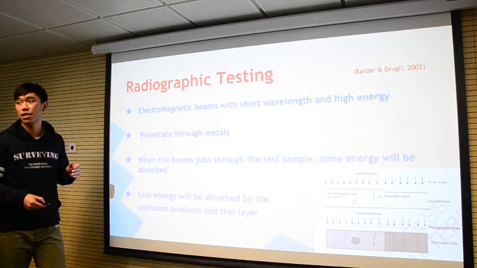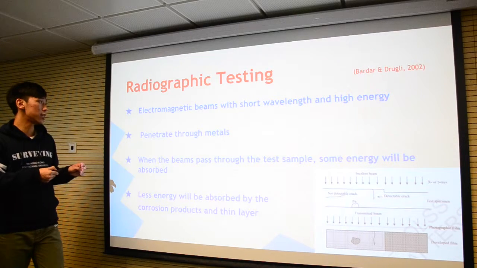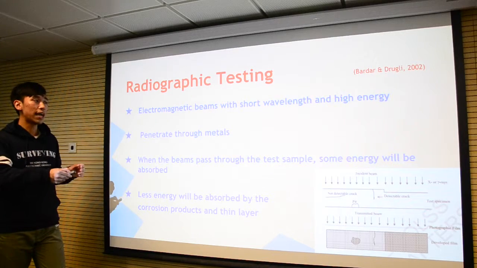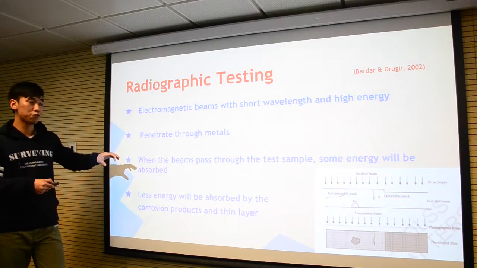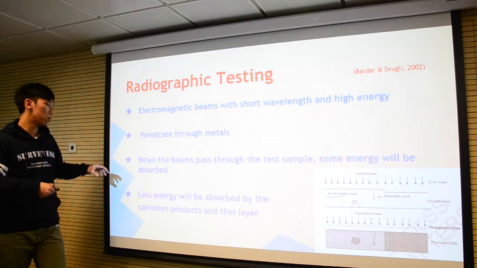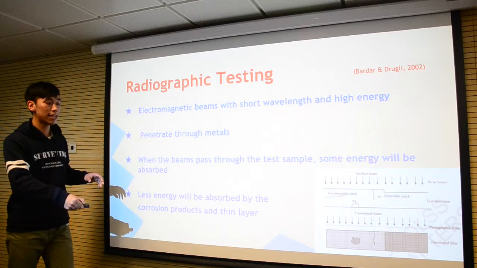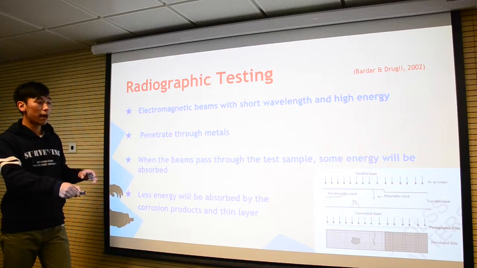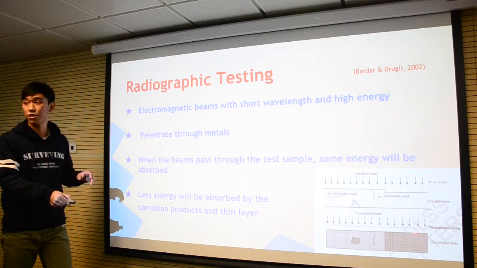And the second method is radiographic testing. It is the usage of electromagnetic beams with short wavelength and high energy. Because of the high energy, it can penetrate through the metal easily. When the beam passes through the test sample, some energy will be absorbed, so that the thicker the metal, the lighter the spectrum will be shown on the screen. And for the thinner part of the metal, the color is darker, because less energy is absorbed.